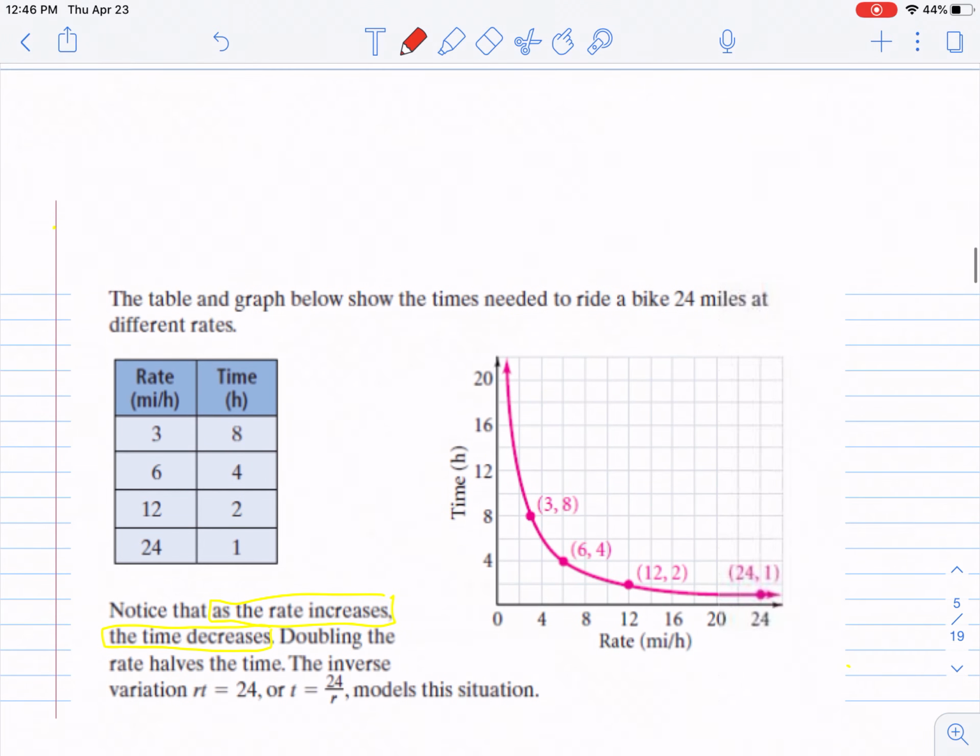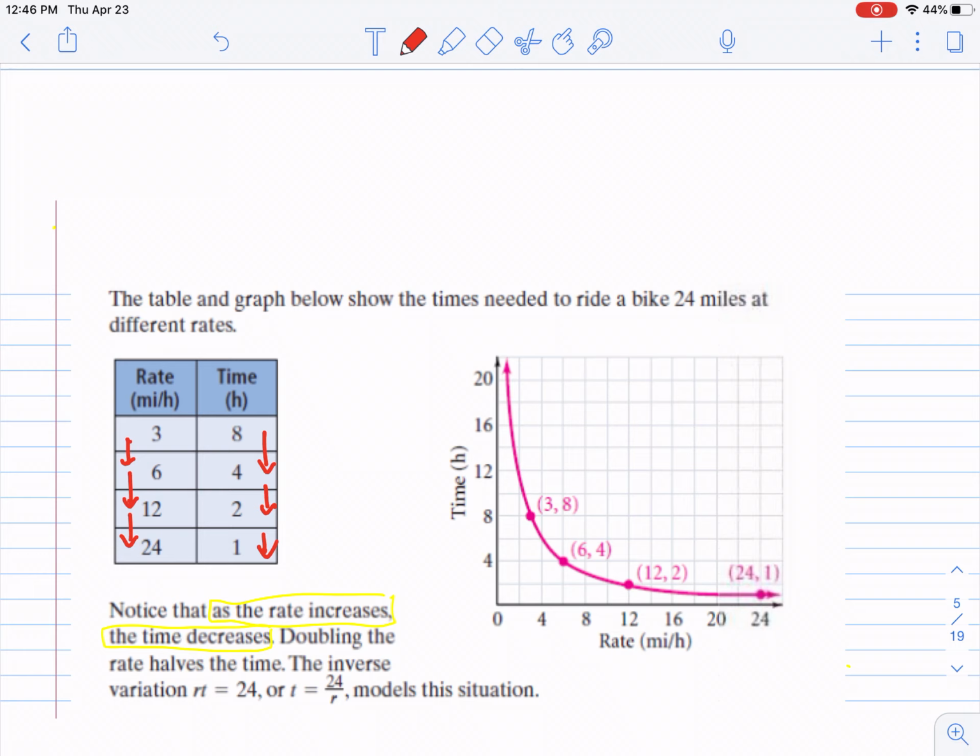However, if you look at an inverse variation, check it out. This is an inverse variation right here. Watch what's happening here. As my x is increasing, look, it's going from 3 to 6, from 6 to 12, to 12 to 20. It's getting higher and higher. Look what's happening to my y. It's decreasing, okay? So that's one way you could tell the difference, okay?